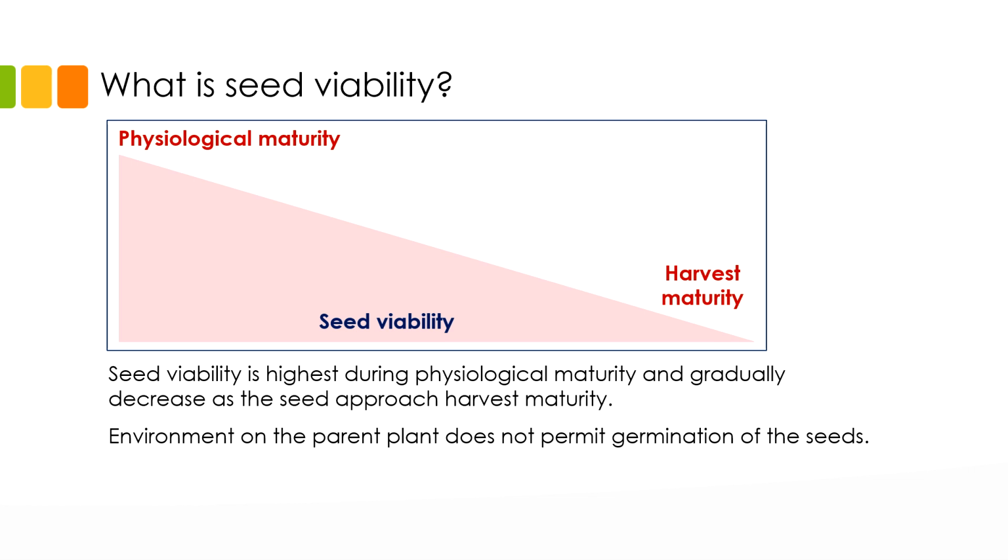In contrast, at harvest maturity, seeds have already undergone a controlled process of desiccation, reducing their moisture content to about 10 to 15%. This lower water content slows metabolic activity, allowing seeds to remain viable for extended periods of dormancy or quiescence. Although seeds at harvest maturity are alive and capable of germination, the environment within the parent plant prevents them from sprouting prematurely. Knowing that viability declines as seeds move toward harvest maturity, the next question is, how do we measure whether seeds are still capable of germination? This brings us to the importance of seed viability testing.